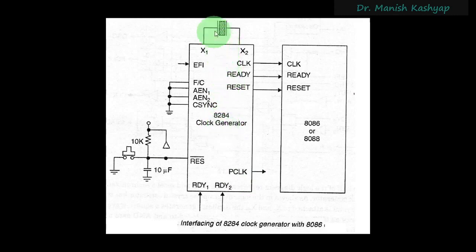So you see, first of all, in this clock generator circuit, there is a crystal oscillator which is attached between the pins X1 and X2. This crystal oscillator will actually generate a square wave which will be connected to the X1 and X2 inputs of this IC, right?